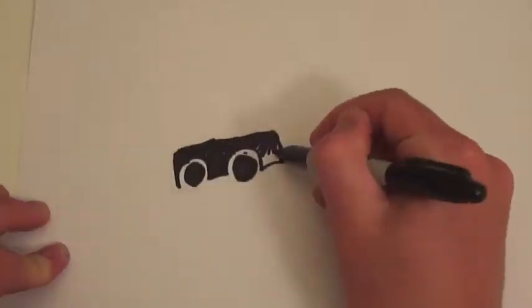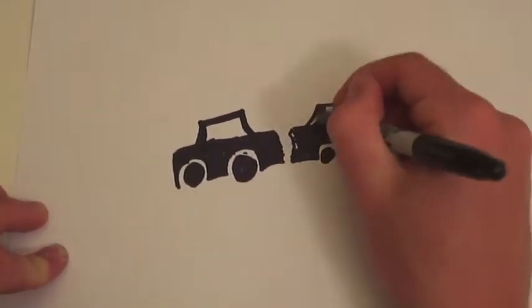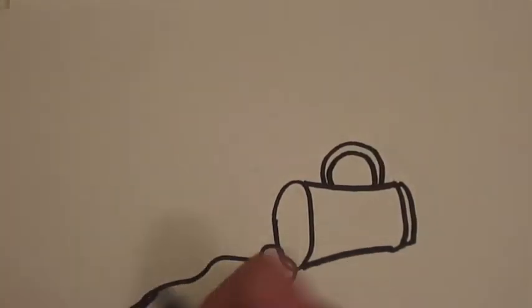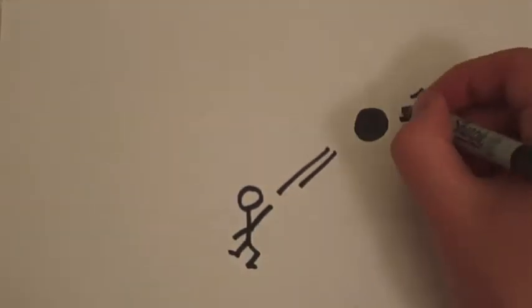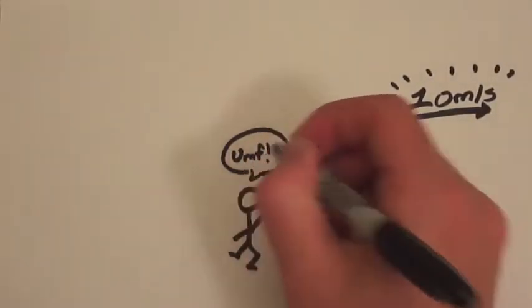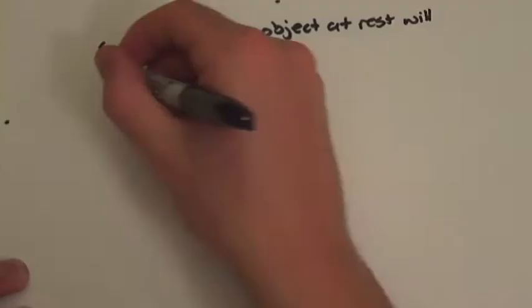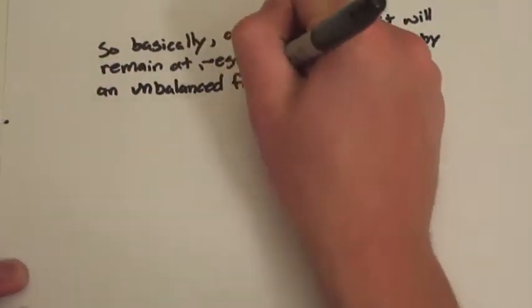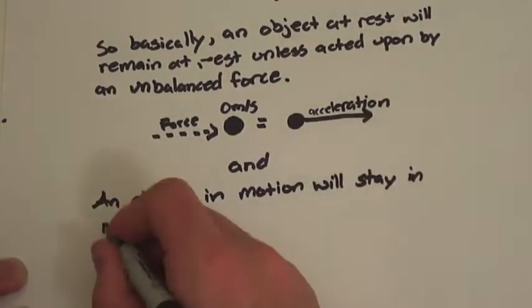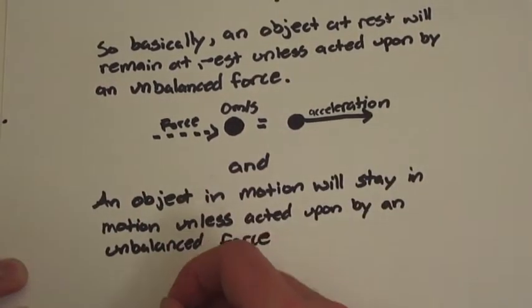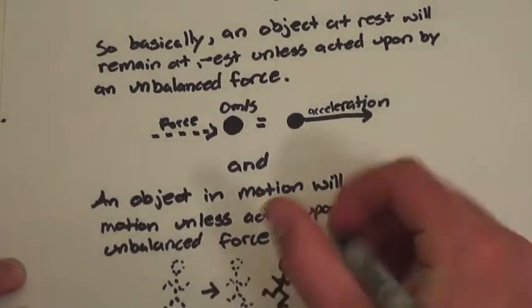Inertia is the explanation for why people can be ejected from cars in car crashes, why hot coffee can spill when you slam on your brakes, and why this ball will not move unless thrown by an outside force. Basically, an object at rest will remain at rest unless acted upon by an unbalanced force, and an object in motion will stay in motion unless acted upon by an unbalanced force.